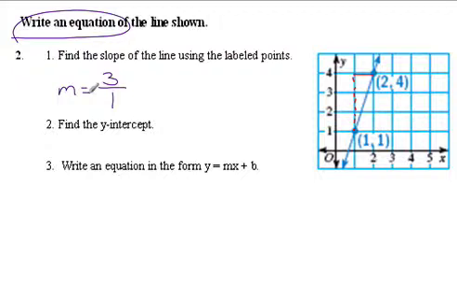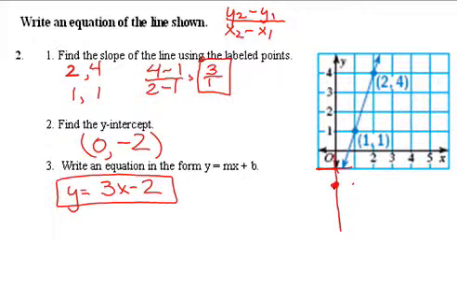The y-intercept. Now this one's a little bit hard to see because the graph doesn't extend, but I've extended it here so that you can see that it actually would have crossed at -2. Now, if I hadn't been able to tell where my y-intercept was, what my slope was, I could have used these points with this equation to find the slope. So once I have the slope and the y-intercept, I simply put it together in the slope-intercept form. Y equals 3x minus 2.